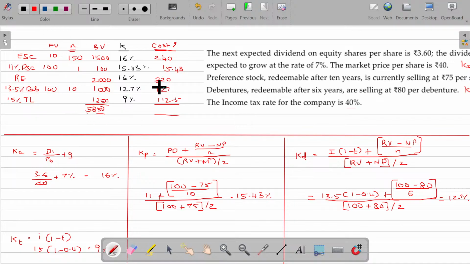The overall value payable for all this capital, 5,850 rupees capital, for that the cost being 814.93. Then find out the KO, cost by book, means investment. So 814 divided by 5,850. What's the value you are getting? 13.93 percentage. So we have completed the book value approach here.